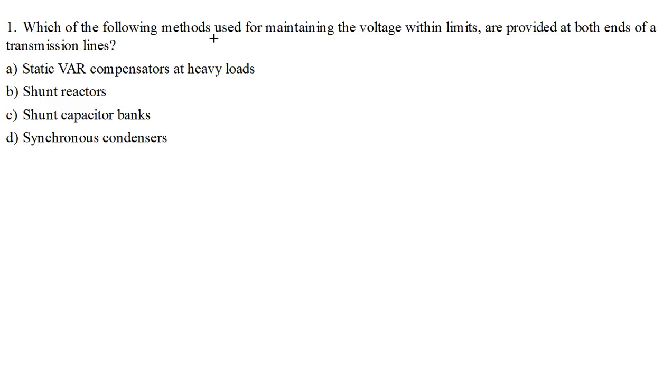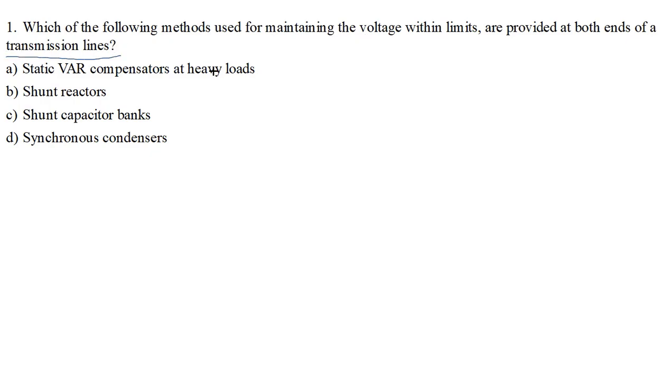Which of the following methods used for maintaining the voltage within limits are provided at both ends of transmission lines? Option A, static VAR compensators at heavy loads. Option B, shunt reactors. Option C, shunt capacitor banks. Option D, synchronous condensers. If we read the question carefully, here they have mentioned a transmission line.